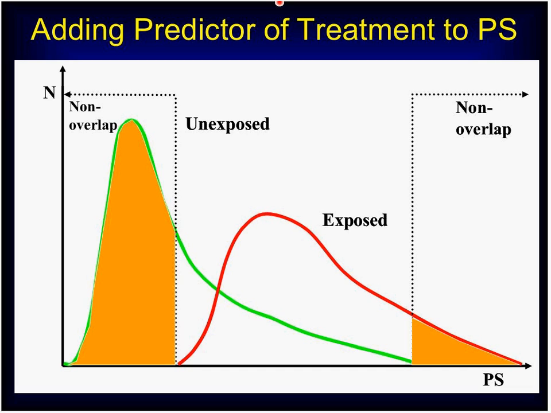And this is another reason, or the main reason, why we should be careful of what variables we put into propensity score models, because we clearly increase the non-overlap region by putting in predictors of treatment. Some of them we need to put into the propensity score model, but some we don't.